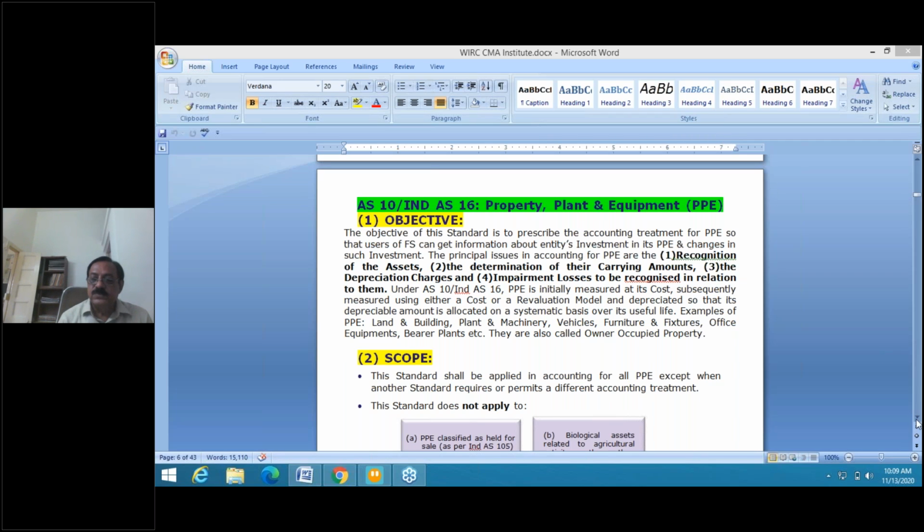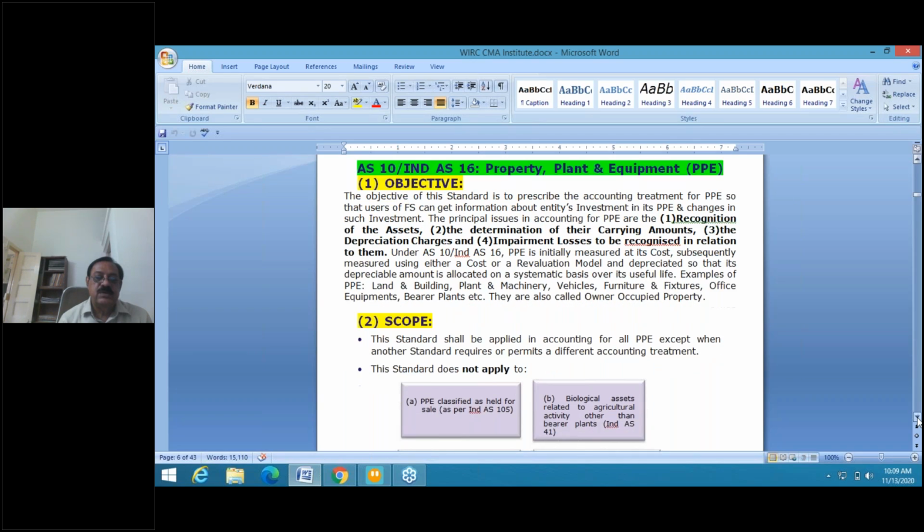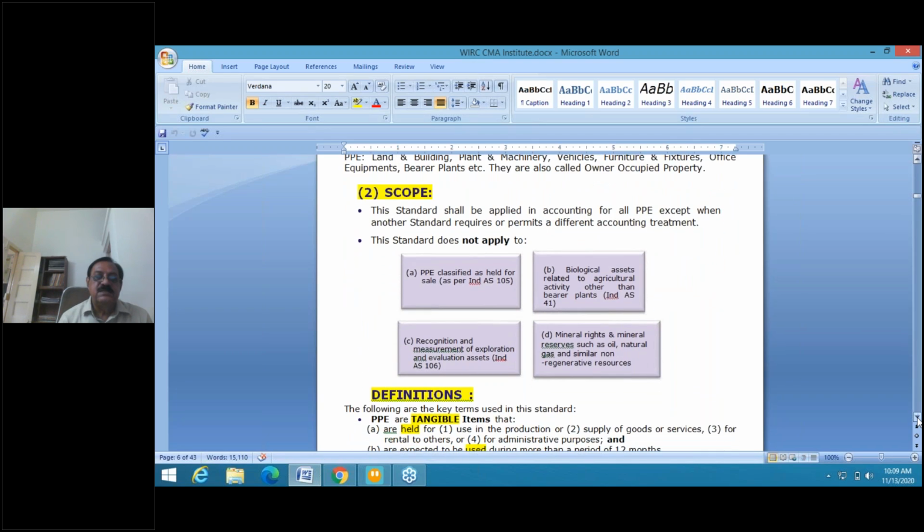Now go to the scope. So this is in short your objective. Now scope. What is covered under this and what is not covered under this accounting standard? So this standard shall be applied in accounting for all PPE, except when another standard requires or permits a different accounting treatment. So if there is some specific Ind AS which prescribes different accounting treatment for any PPE, then that will be followed. Otherwise, all PPE are covered under this AS only.